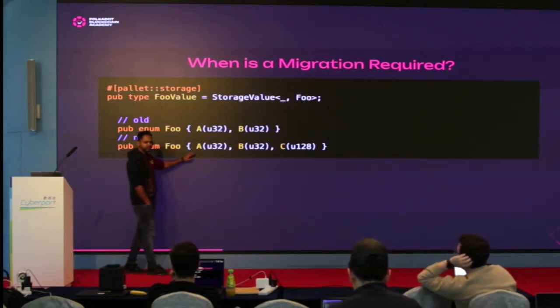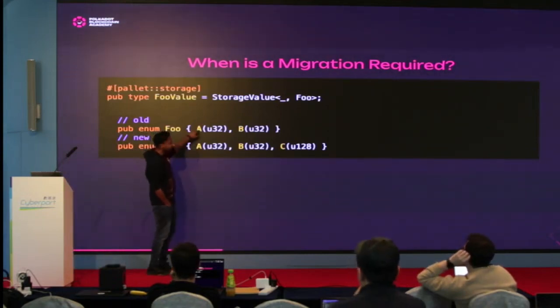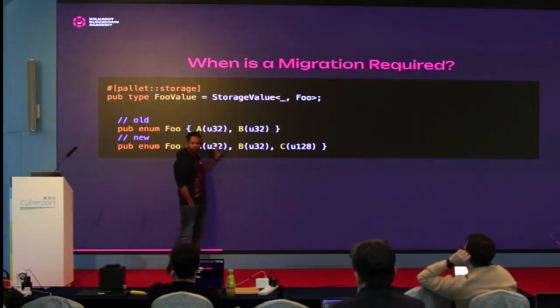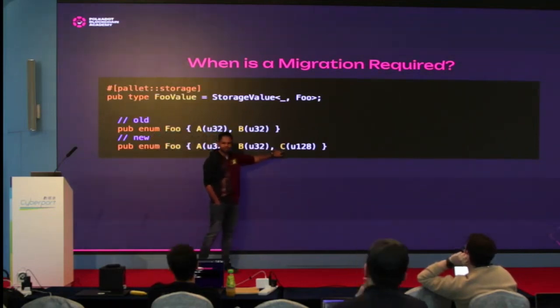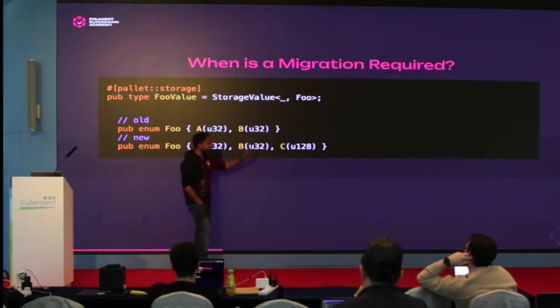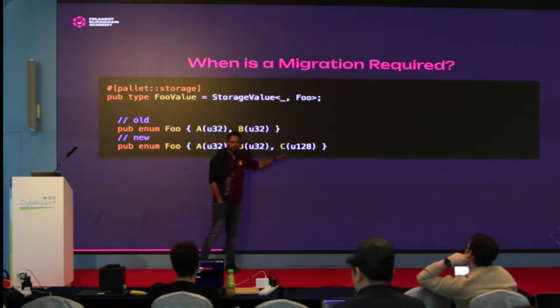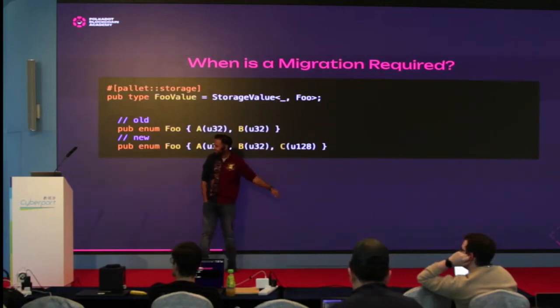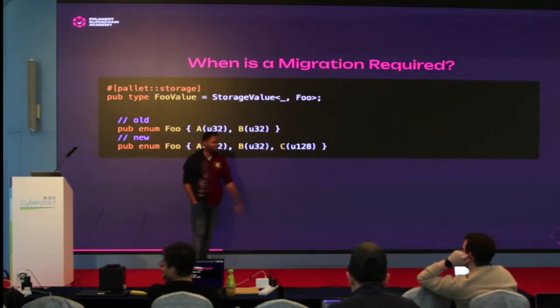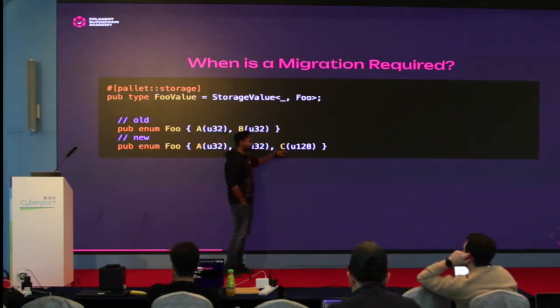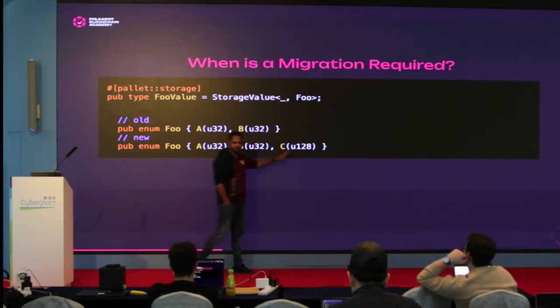Remember how an enum is encoded? You first say the variant and then the actual value. So this will perfectly decode into this as long as you are not initializing any new C value, right? So everything works, and only the new variants can. If no old data needs to be changed, it's all fine. This is backward compatible.